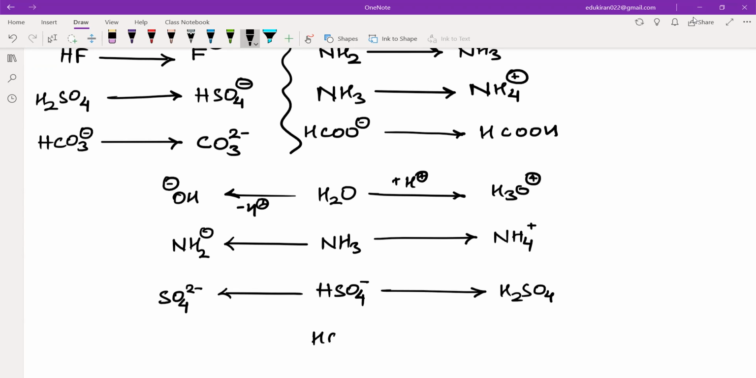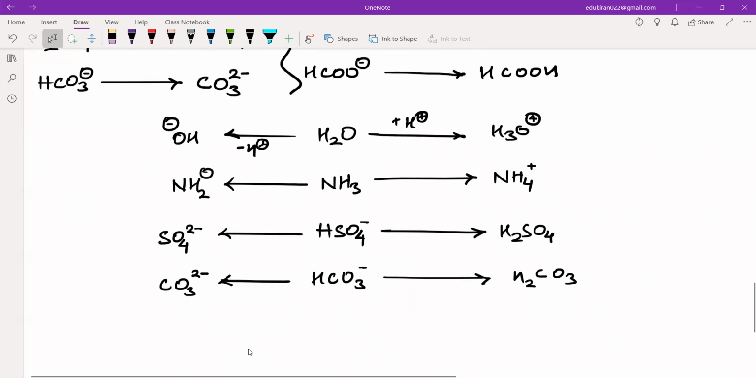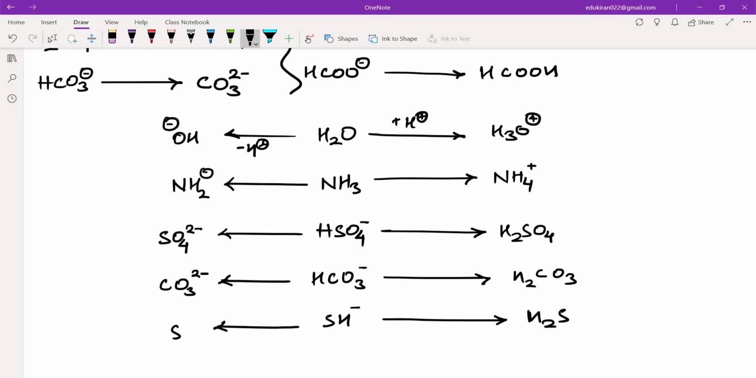Now, you can also have HCO3 negative. If you add H plus, you will get H2CO3. If you remove it, you get CO3 2 negative. Similarly, what else can you have? You can have SH negative. If you add, you will get H2S. If you remove hydrogen, you will get S2 negative.